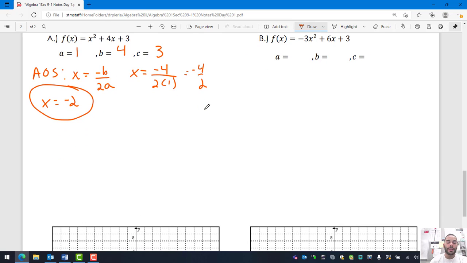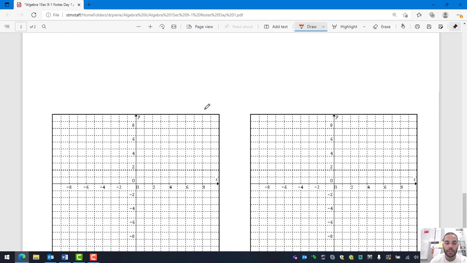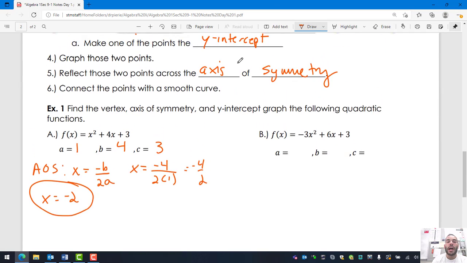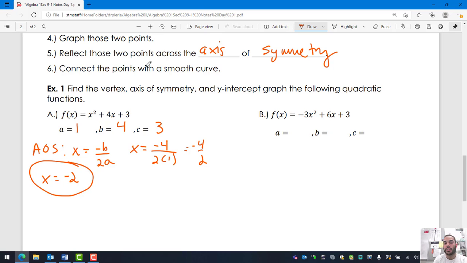It is a vertical line that cuts the parabola in half. So I'm going to draw a dotted line at negative 2. I haven't sketched any part of my parabola yet, but I know this is the imaginary line that's going to cut the thing in half. So I found my axis of symmetry. I know it seems like a tedious step, but it's going to help you long term.